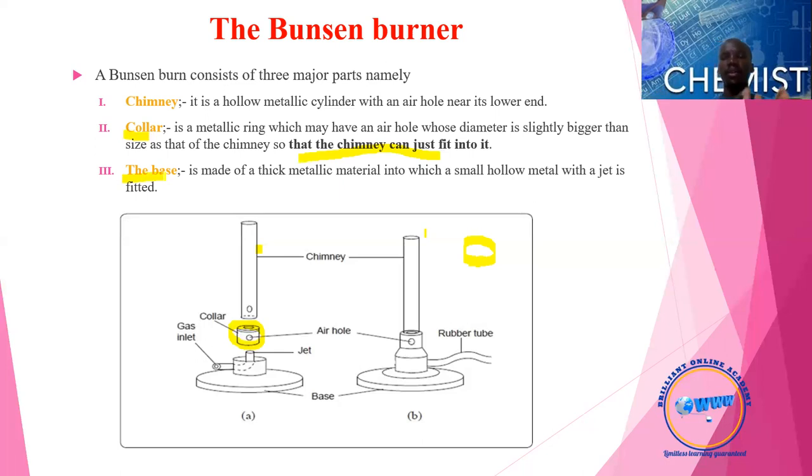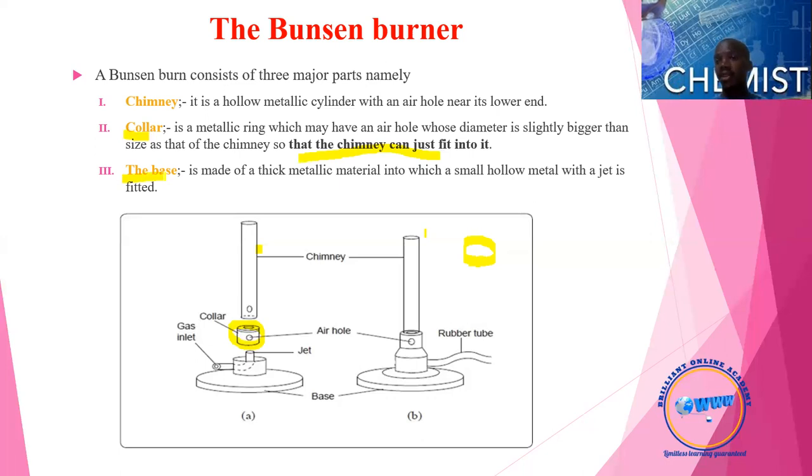First of all, the first objective, you should be able to draw this Bunsen burner, of which I've showed you how it looks. When you are drawing, what should come to your mind is the three main parts that I'm now talking about.